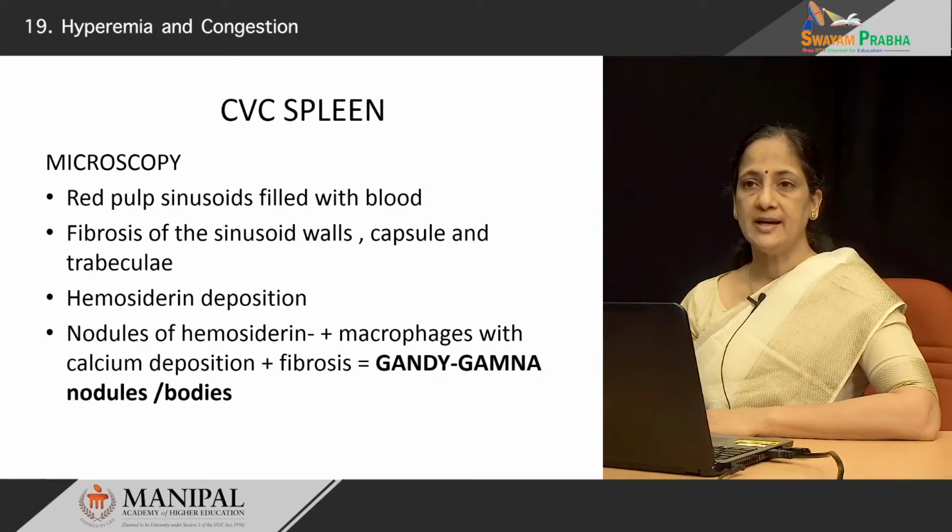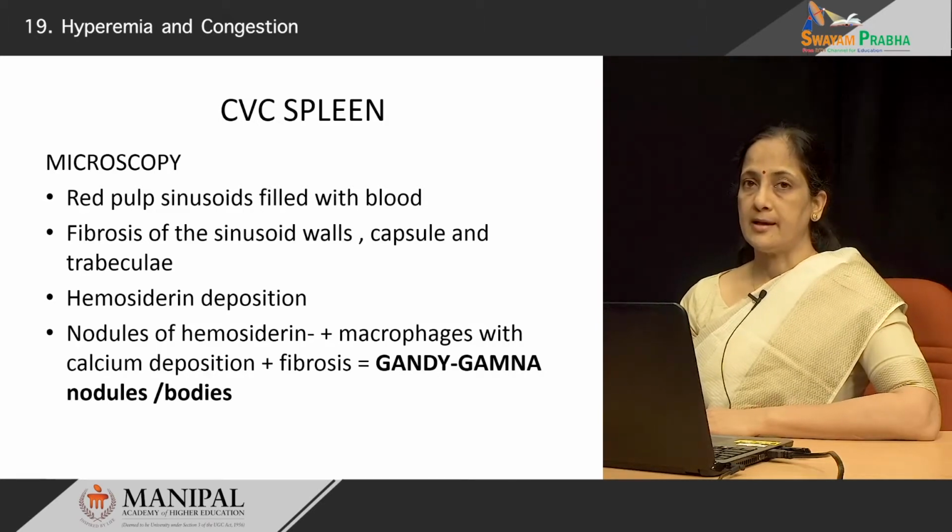On microscopy, we find that the red pulp is affected and not the white pulp. So, the sinusoids in the red pulp become distended with blood. Fibrosis occurs of the sinusoidal walls, and with time we find that the capsule and the trabeculae are also thickened by fibrosis. Sinusoidal rupture can occur resulting in hemorrhage in the splenic parenchyma. Breakdown of this blood results in the formation of hemosiderin pigment granules which are deposited in the hemorrhagic areas.